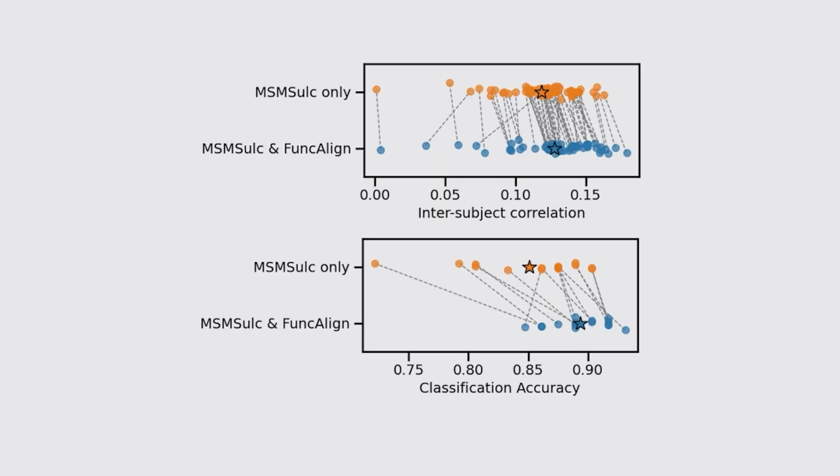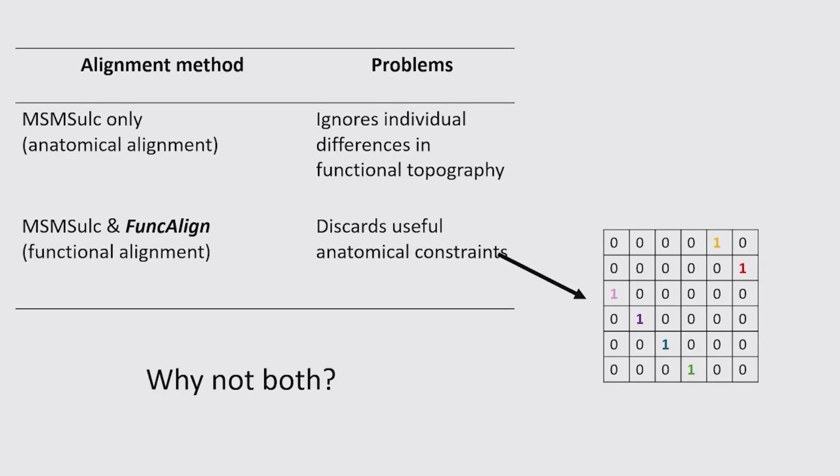On the bottom are similar outcomes that you can see if the outcome is classification accuracy instead of inter-subject correlation. Here, each dot is a fold in cross-validation rather than being a single subject. So that ends my introduction to functional alignment. And now I'll tell you about a new method that we've developed.